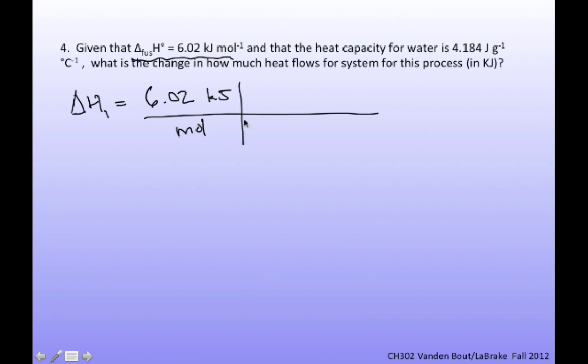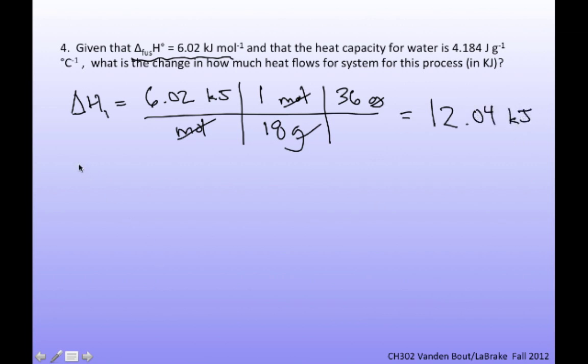So we need to be able to convert from grams to moles, and to do that we have 1 mole of our substance is 18 grams based on the molar mass of water, and we have 36 grams. Running through that, our moles will cancel, our grams will cancel, and we'll end up multiplying this number by 2, and we get 12.04 kilojoules for the heat for that process.